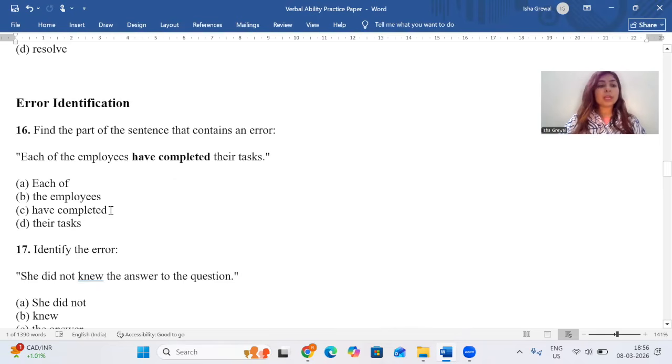Okay, error identification. Find the part of the sentence that contains an error. In this case, you have to find out where the error lies. Each of the employees have completed their task. It is being asked a lot in the questions, in the exams. Each ke saath singular, each ke saath singular. So as I have been explaining you the same thing. So understand where is the error. Here is the error. It has to be has completed. Okay.